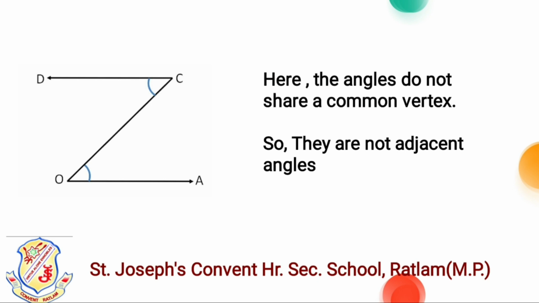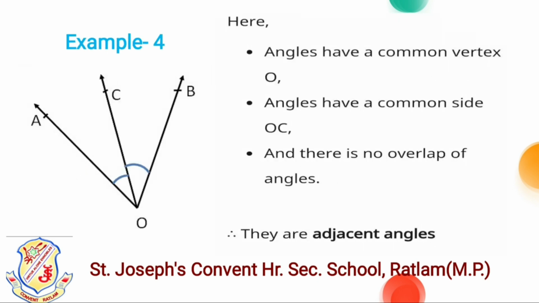Now children, I hope you have understood that adjacent angles should have a common vertex, should have a common side, and there should be no overlapping of angles. Overlapping means the angles should not hide each other, or any of the angles should not be inside the other angle. So in this last example of adjacent angles, we can see that angle AOC and angle COB are adjacent angles.